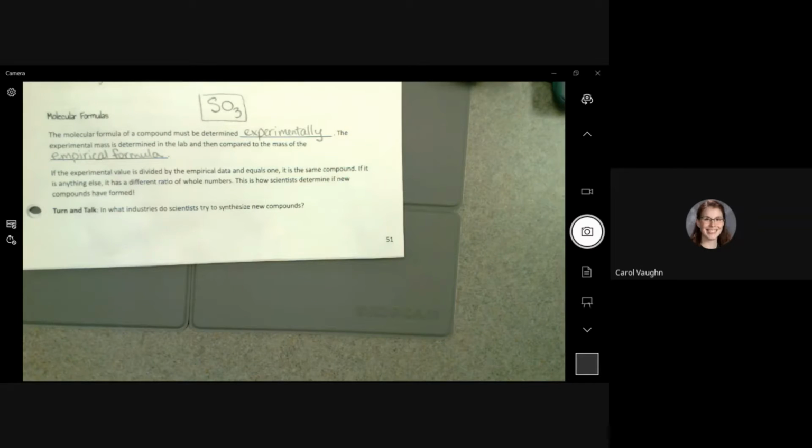So I want you at this time to turn to somebody near you and think, what industry or industries do we think having new chemical compounds could be helpful? Take 2 minutes to see if you can come up with at least one industry or one way that new chemical compounds could be helpful.